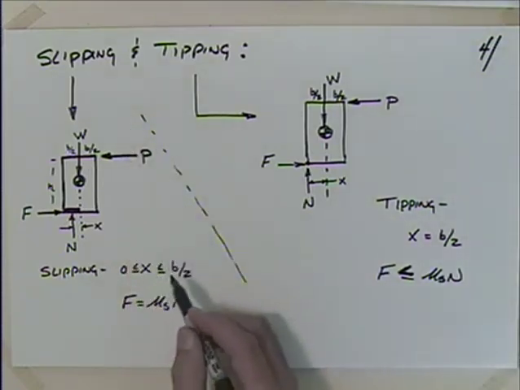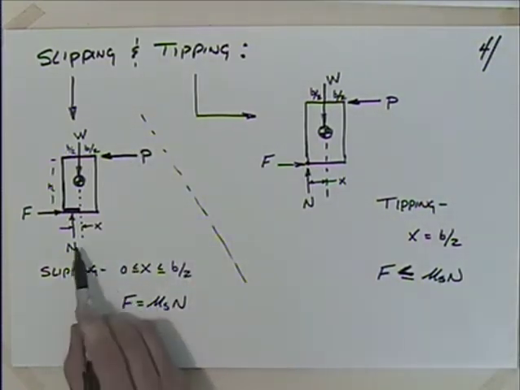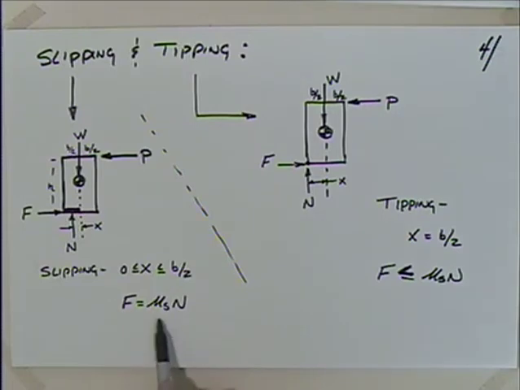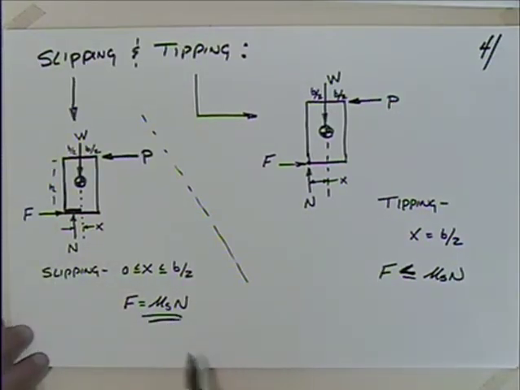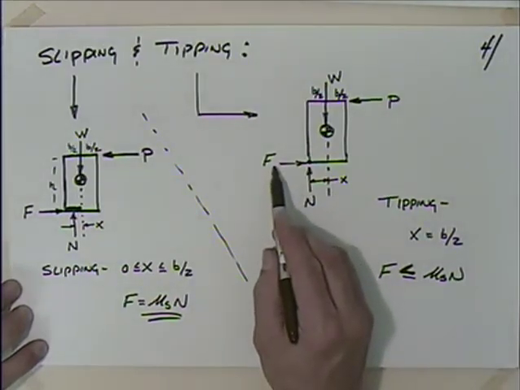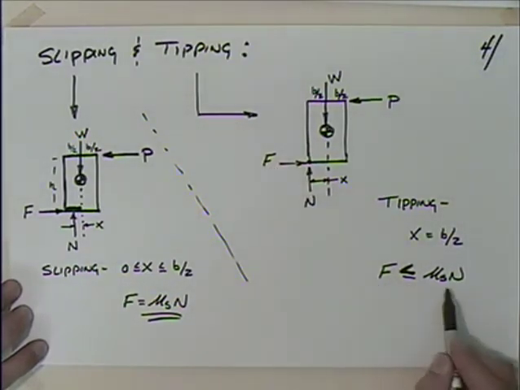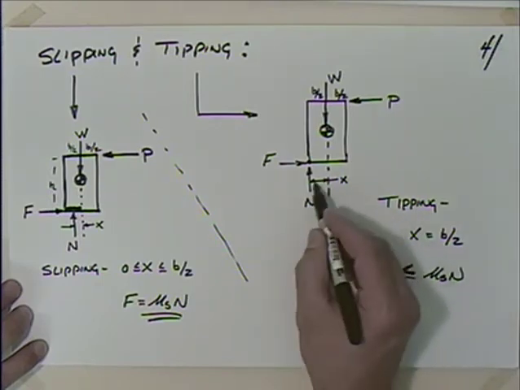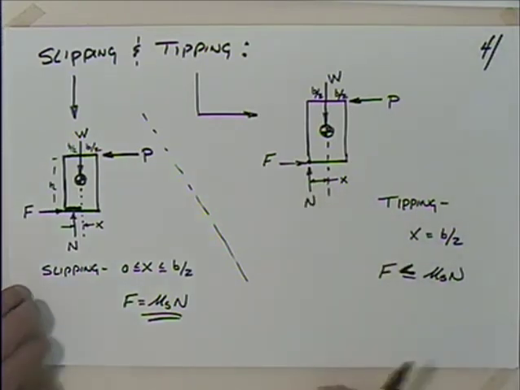So in a slipping situation, I don't necessarily know where the normal force is, but I know the force F is the friction force. And in tipping, I don't necessarily know what this force is. It's not the friction force. It's less than the friction force, but the good news is I know where N is.